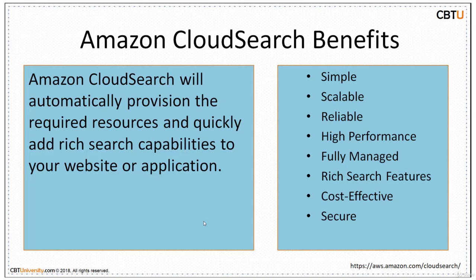Simplicity, scalability, and reliability come with high performance. Amazon CloudSearch ensures low latency and high throughput performance. It's a fully managed custom search service. Amazon CloudSearch supports powerful search features like autocomplete suggestions, field weighting, geospatial search, highlighting, and more.